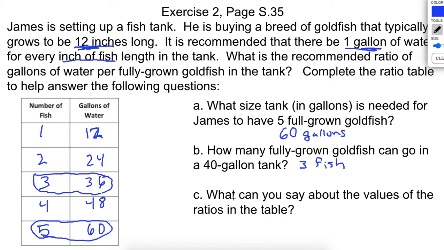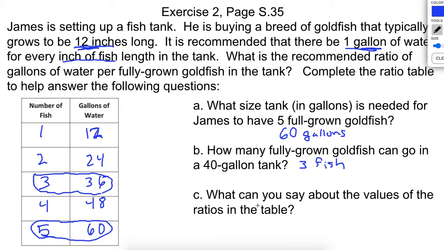Okay. Again, what can you say about these values? All of these would reduce down to 1 to 12. If we divided each of these by 2, we'd get 1 to 12. If we divided each of these by 3, we'd get 1 to 12. Divided each of these by 4, we'd get 1 to 12. And each of these by 5, we'd get 1 to 12. So these are all equal ratios.